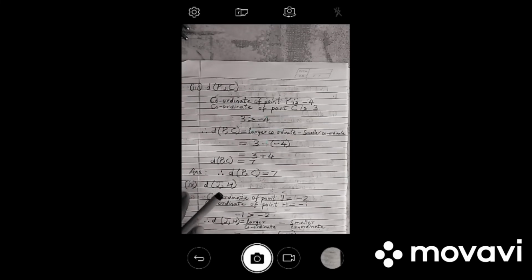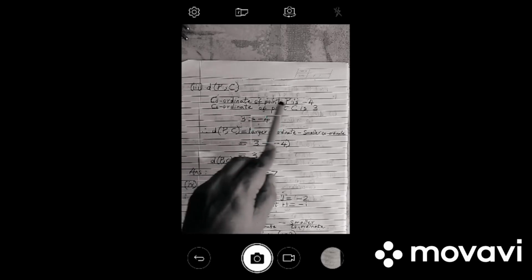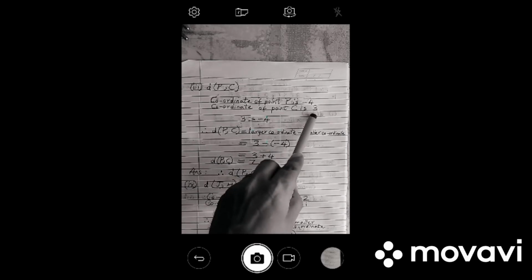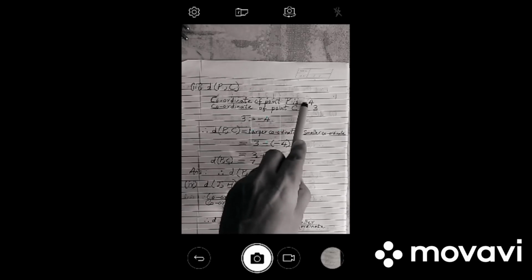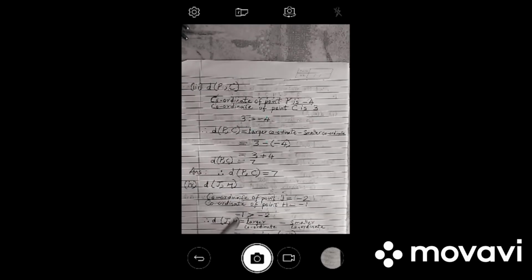Let us solve the third one from question number 1. Now distance PC. Now the coordinate of point P is minus 4 and the coordinate of point C is 3, which we can observe on the number line. Therefore, we can see that 3 is positive and 4 is negative. So 3 is greater than minus 4. Therefore, distance PC is equal to larger coordinate minus smaller coordinate. And that is equal to 3 minus of minus 4. That is equal to 3 plus 4. Therefore, distance PC is equal to 7. So therefore, the answer is distance PC is equal to 7.